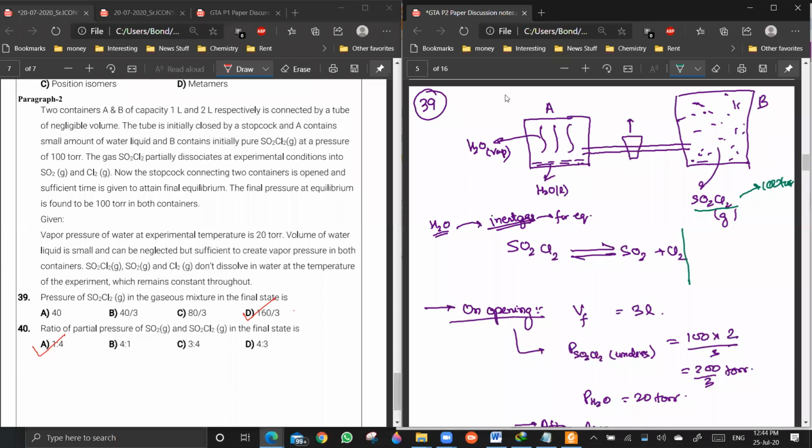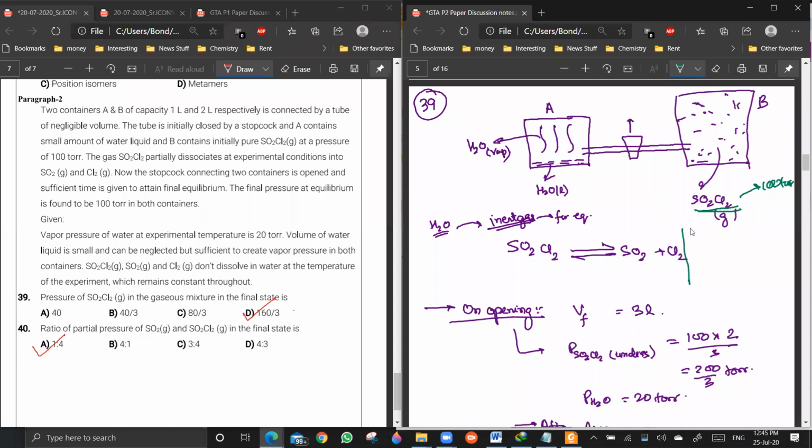Yes, sir. Now you see, if I'm opening the valve, the equilibrium is again disturbed, and a new final equilibrium will be established. So I can bypass the middle equilibrium and say that initially I was having SO2Cl2 at some pressure which decomposed to give SO2 and Cl2, and the system was the whole 3 liters. Can I say that? Sir, yes or no?